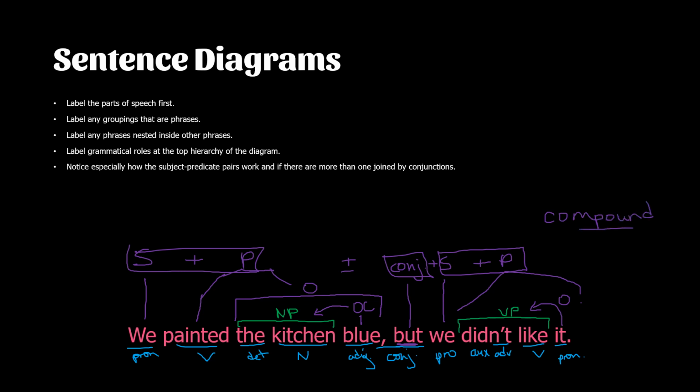The definition of compound sentences is that each clause can stand by itself if it were separated without the conjunction. So I could say, "We painted the kitchen blue," period. "We didn't like it," period. Both those sentences could stand by themselves as simple sentences, and then we join them with "but" to make a compound sentence. So that is the test to see if it is compound instead of complex.